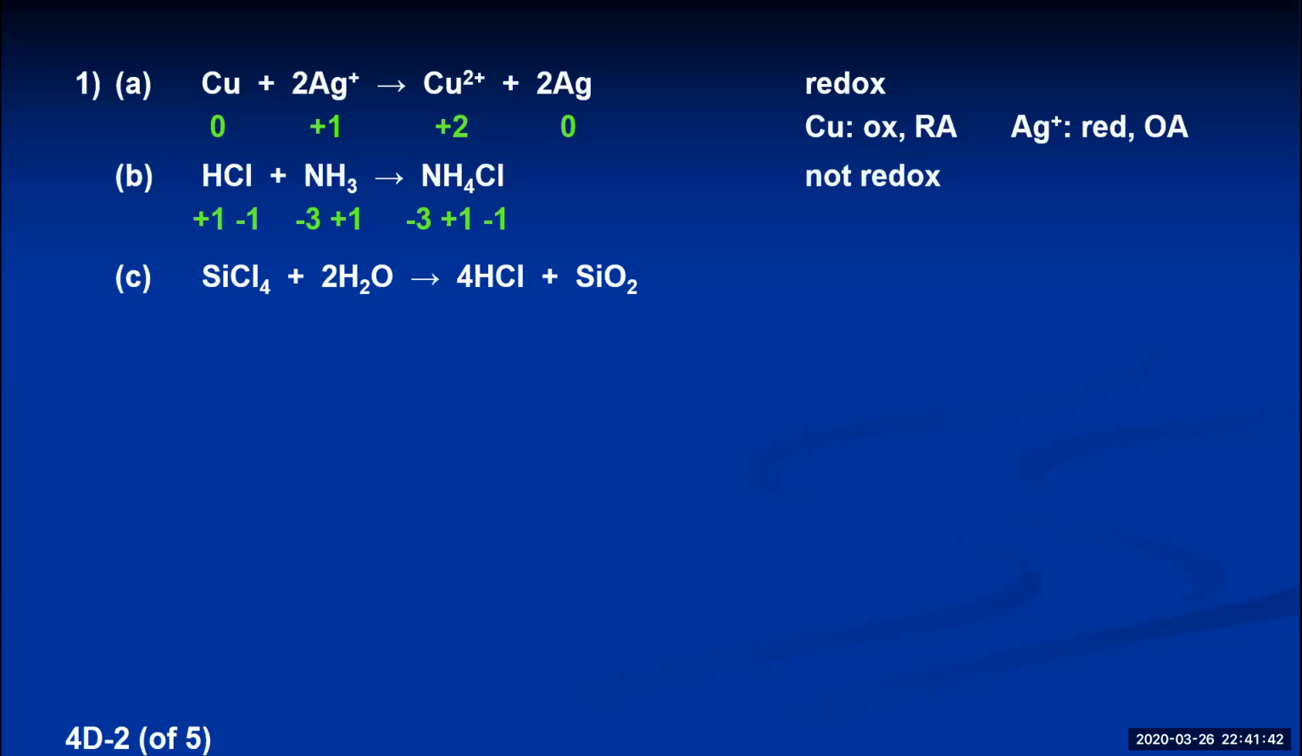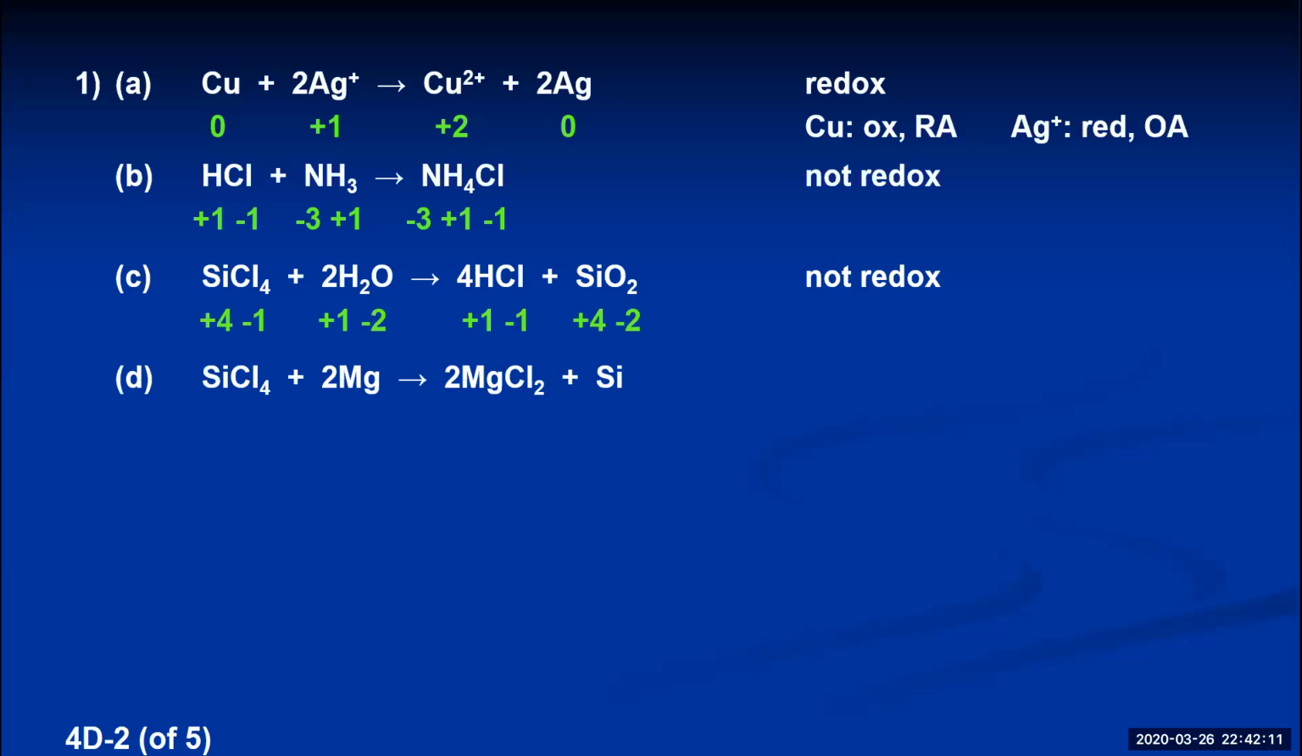For C, in the first compound, chloride is -1, silicon is +4. In water, hydrogen's +1, oxygen's -2. In HCl, hydrogen's +1, chloride's -1. And in SiO2, the O's would be -2 each, so the silicon would have to be +4. All four elements in this reaction maintain the same oxidation state from the reactant side to the product side, so it is not an oxidation-reduction reaction.